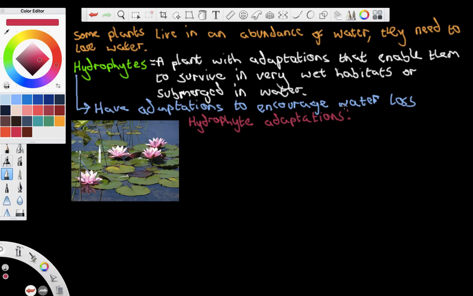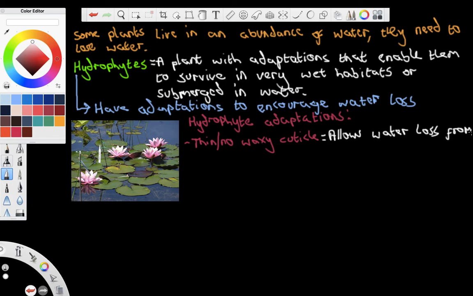The first one is that they have a very thin or no waxy cuticle. So thin / no waxy cuticle. Now this allows water loss from the top of the leaf. So there's no waxy cuticle when you feel the top of these leaves. Water can just simply evaporate from the top of the leaf. So it allows water loss from the top of the leaf.